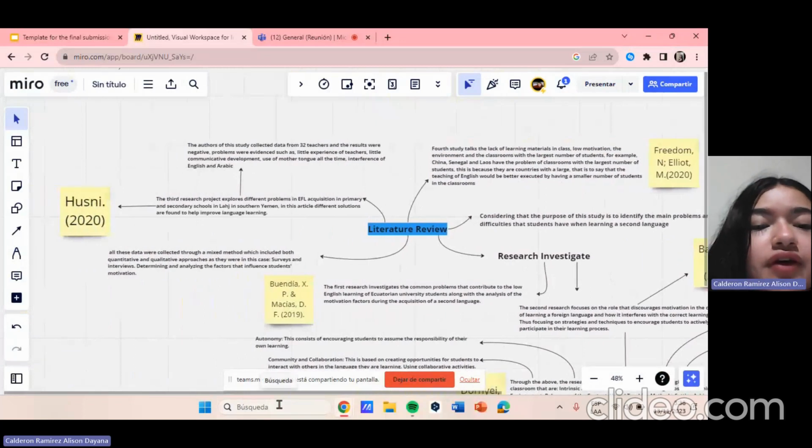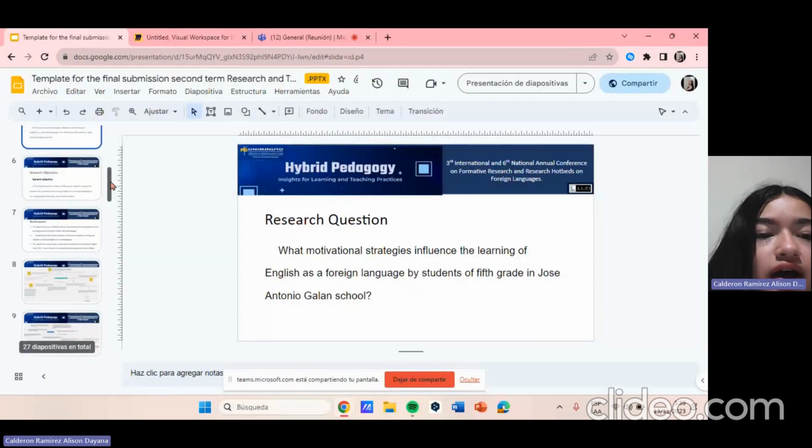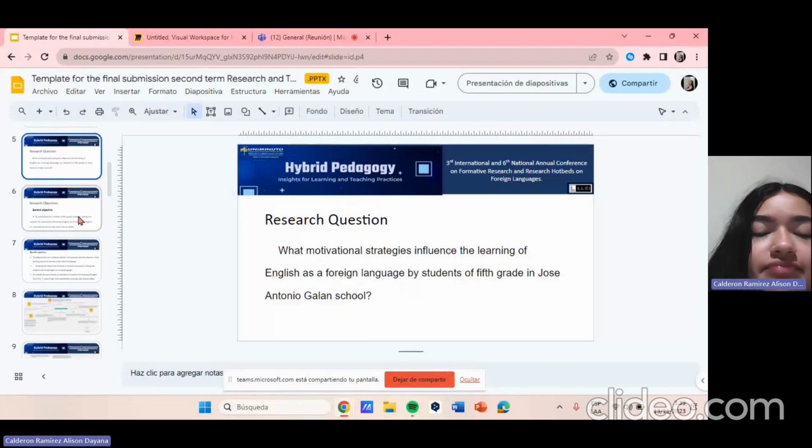And finally, we have the research project exploring the different problems in English as a foreign language acquisition in primary and secondary schools in Laos, in South Yemen, and in this article, different solutions are found to help improve language learning. The author of the study collected data from 32 teachers, and the results were negative problems or evidence such as little experience of teachers, little communicative development, use of mother tongue all the time, and indifference of English and Arabic. This is our part, and my partner Paula explains the next topics.